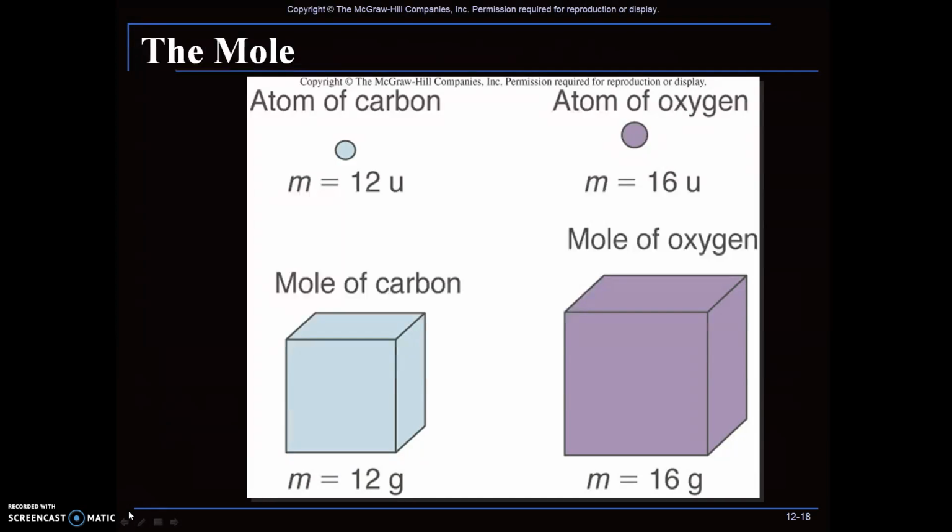For example, as we already talked about, if you are looking at the carbon atom, the mass of the carbon atom is 12 units. So 1 mole of carbon is nothing but 12 grams. Another example is the atom of oxygen. If you look at the mass of oxygen in the periodic table, it is approximately 16 units. So 1 mole of oxygen would be nothing but 16 grams.